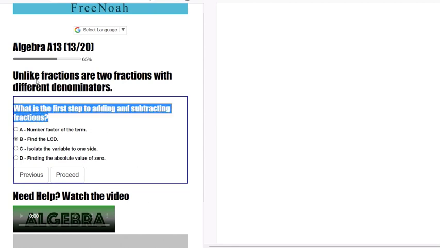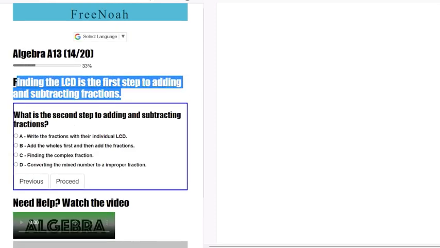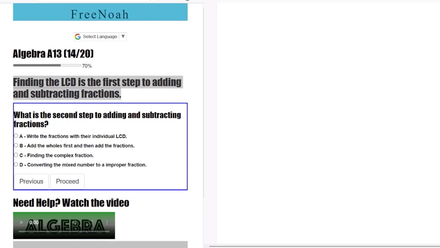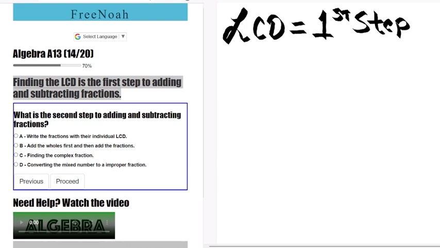Okay, so what is the first step to adding and subtracting fractions? The first step to adding and subtracting fractions is finding the LCD. So, LCD is the first step to adding and subtracting fractions.